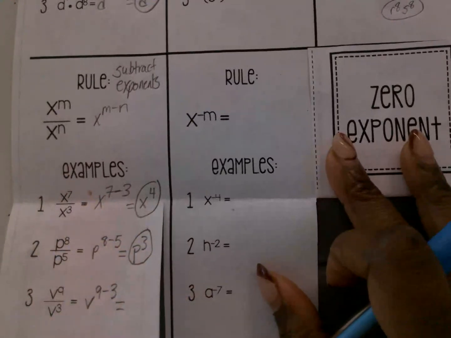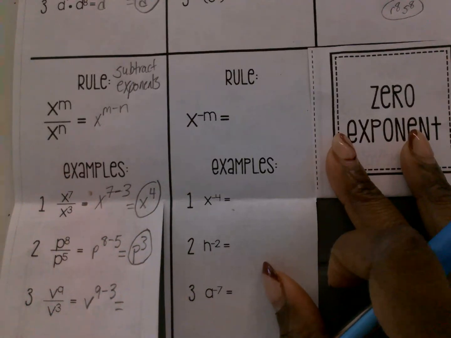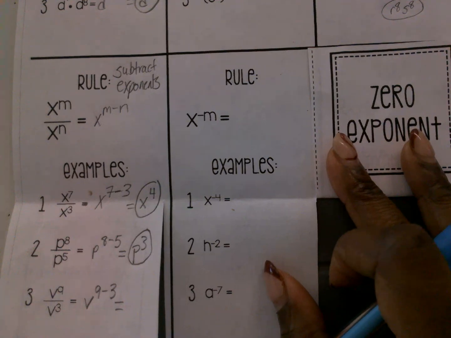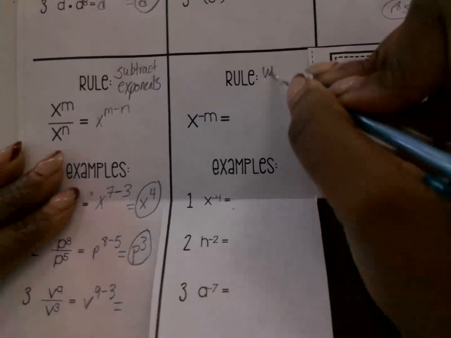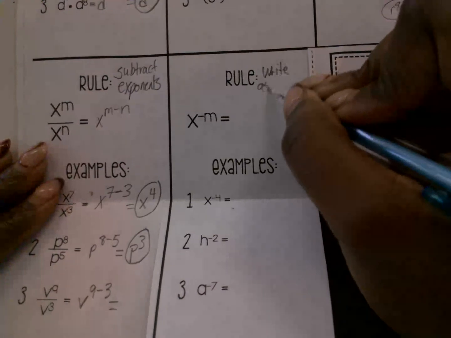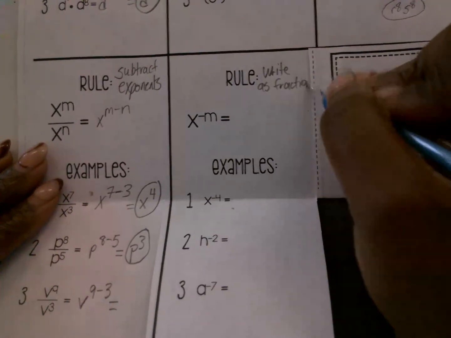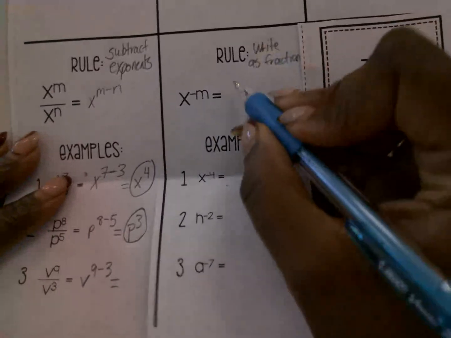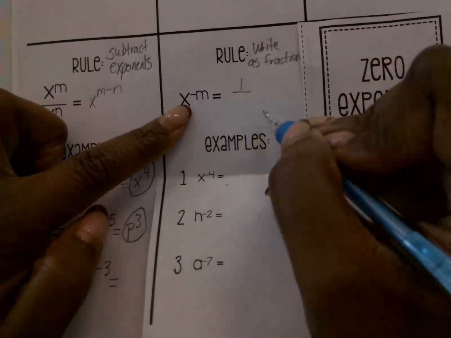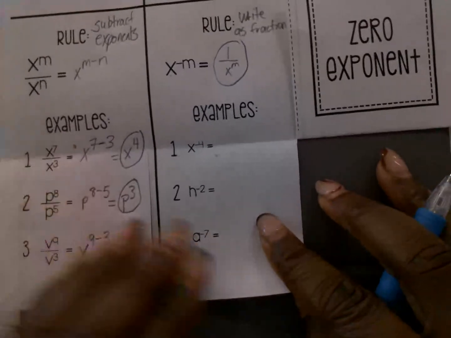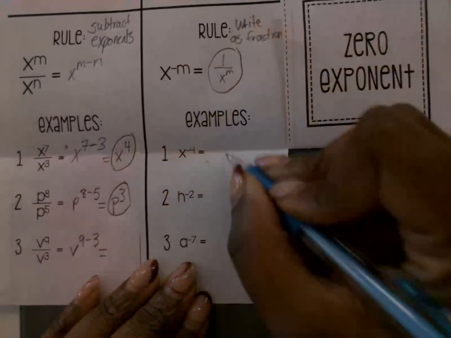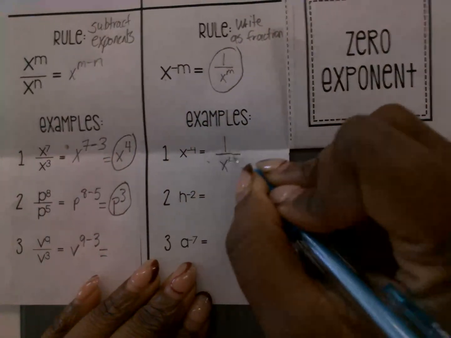Okay? A negative exponent. Remember, a positive exponent means multiplication. A negative exponent is division. So when you have a negative exponent, you're going to write it as division. You're going to write it as a fraction. Here we have 1 over x to now the positive m. So this is going to give us 1 over x to now the positive m.